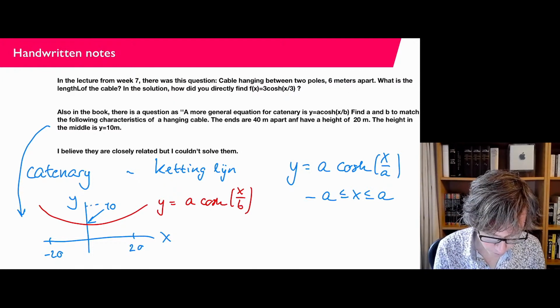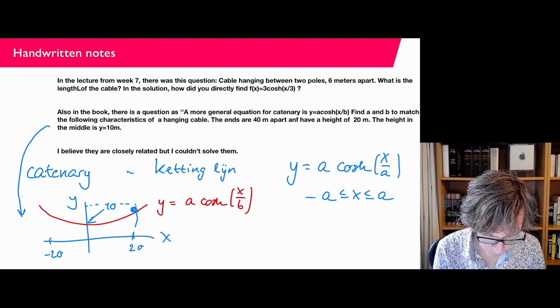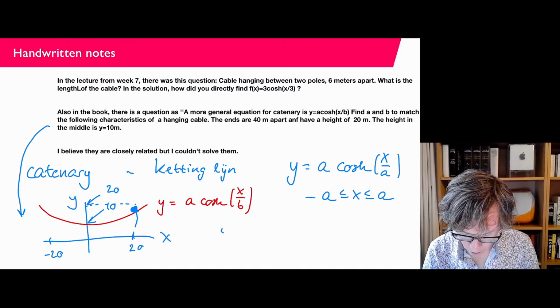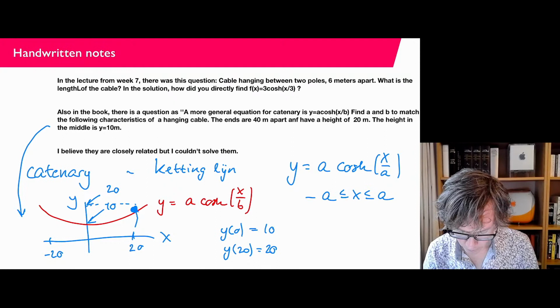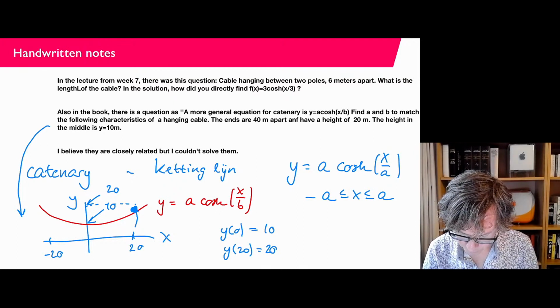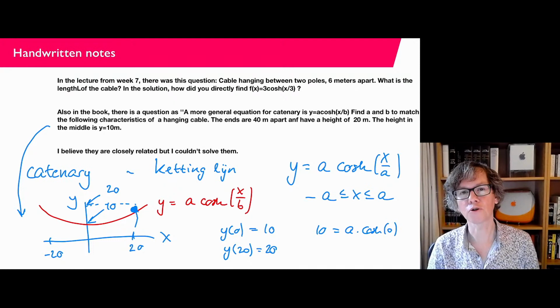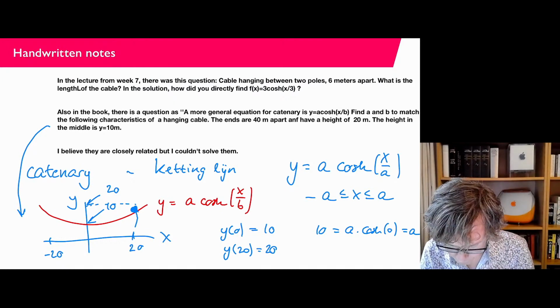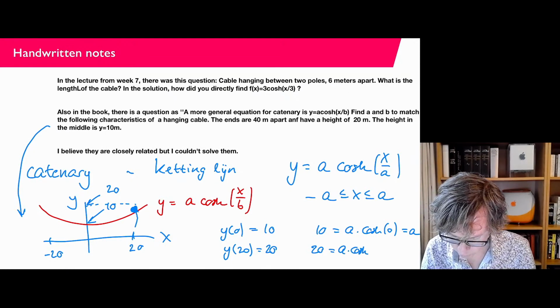So that means that if you look at the, I should make that a bit bigger, but here apparently we have 20. So what we have is that y for 0 equals 10 and y for 20 equals 20. So y0 equals 10, that gives that 10 is a times cosine hyperbolic 0, and the cosine hyperbolic of 0 equals 1, so that's just 1. So we have already found a here, apparently that's 10. And then we also have that 20 is a times cosine hyperbolic 20 over b.